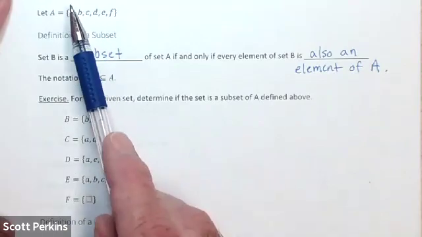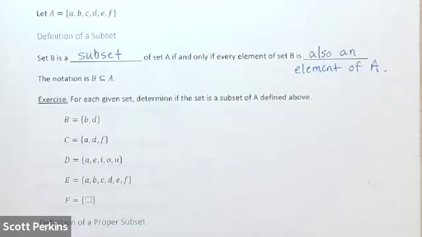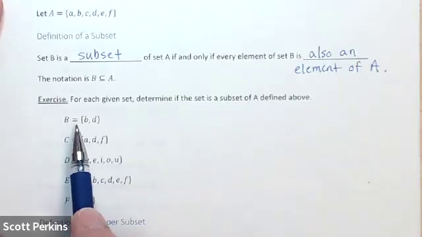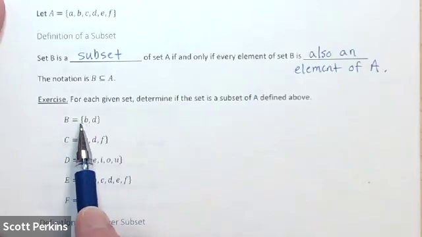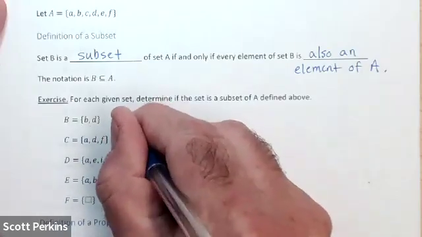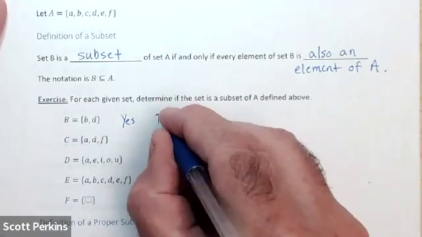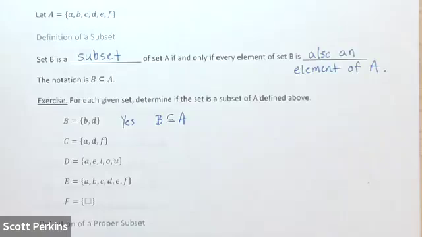So again, A is the set A, B, C, D, E, F. So set B is the set with B and D in it. So here's the question. In this set B, are both of these elements elements of set A? Do you see them in set A? Yes. Okay, so what we've done is we've grabbed a couple things from set A, thrown in a new set. So I'm going to say yes, and then I'm just going to write B is a subset of A. That's how that notation works. So just going to take these one at a time.